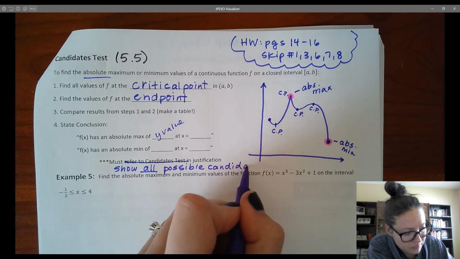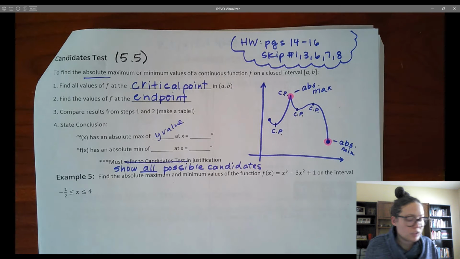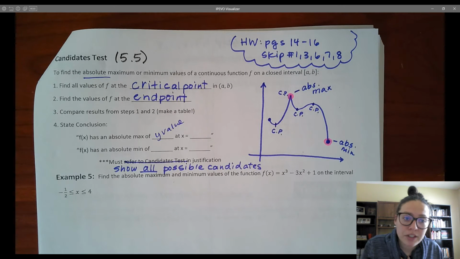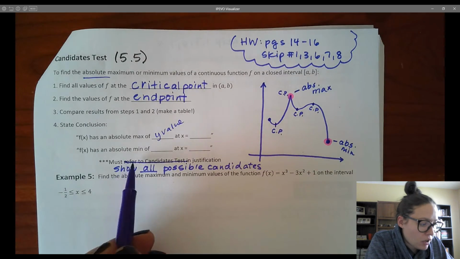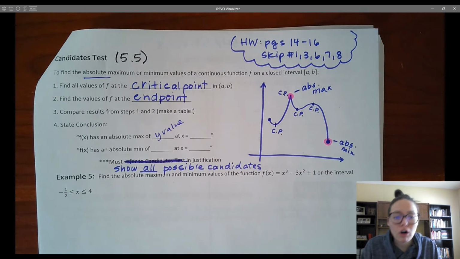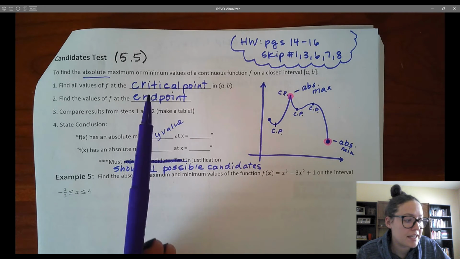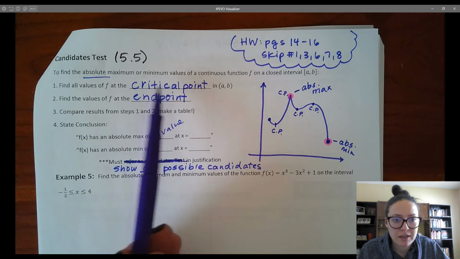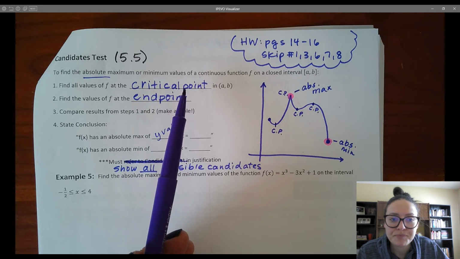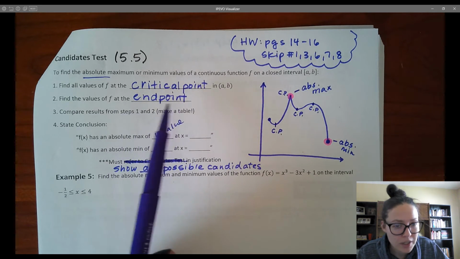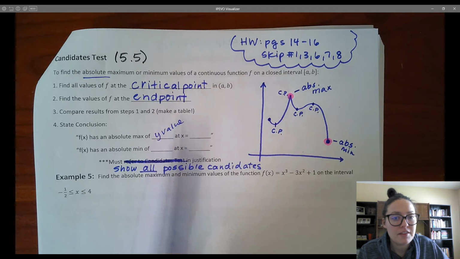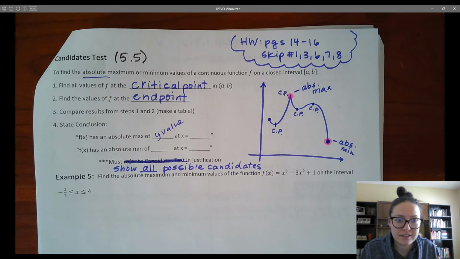So essentially, what I will be looking for and what the AP graders will be looking for is, did you know to check all possible candidates? Because sometimes you might get lucky and both the absolute maximum and minimum are a critical point. But if you didn't show that you checked an endpoint, then it's possible that you're not going to get full points for that. So you have to show all possible candidates.